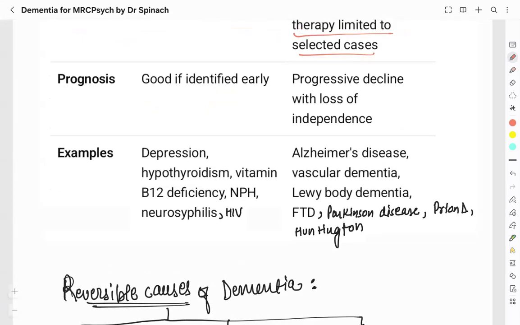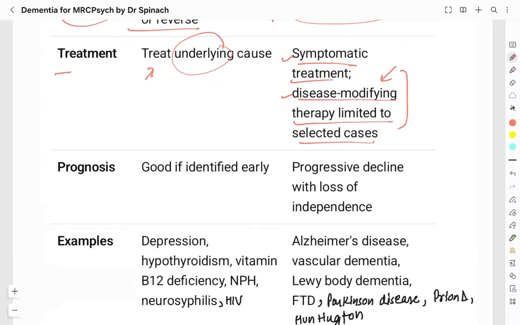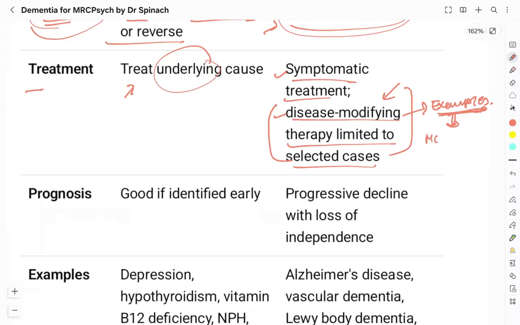So what are the disease modifying therapies? Let me know in the comment section below. What are examples of disease modifying therapy? Yes, the disease modifying therapies include, for example, monoclonal antibodies. And even what we give for dementia also comes under disease modifying therapies.